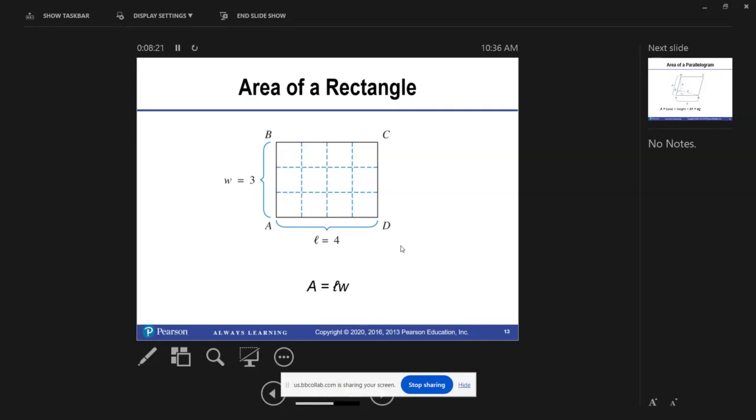Okay, then the next few slides are just going over all of our area formulas. So if there are some that you do not remember, you might want to write them down. Okay. When you're finding the area of a rectangle, you just multiply length times width. So it just means you're going to multiply the two sides together. So in this case, 3 times 4, that would give me 12 square units for the area.